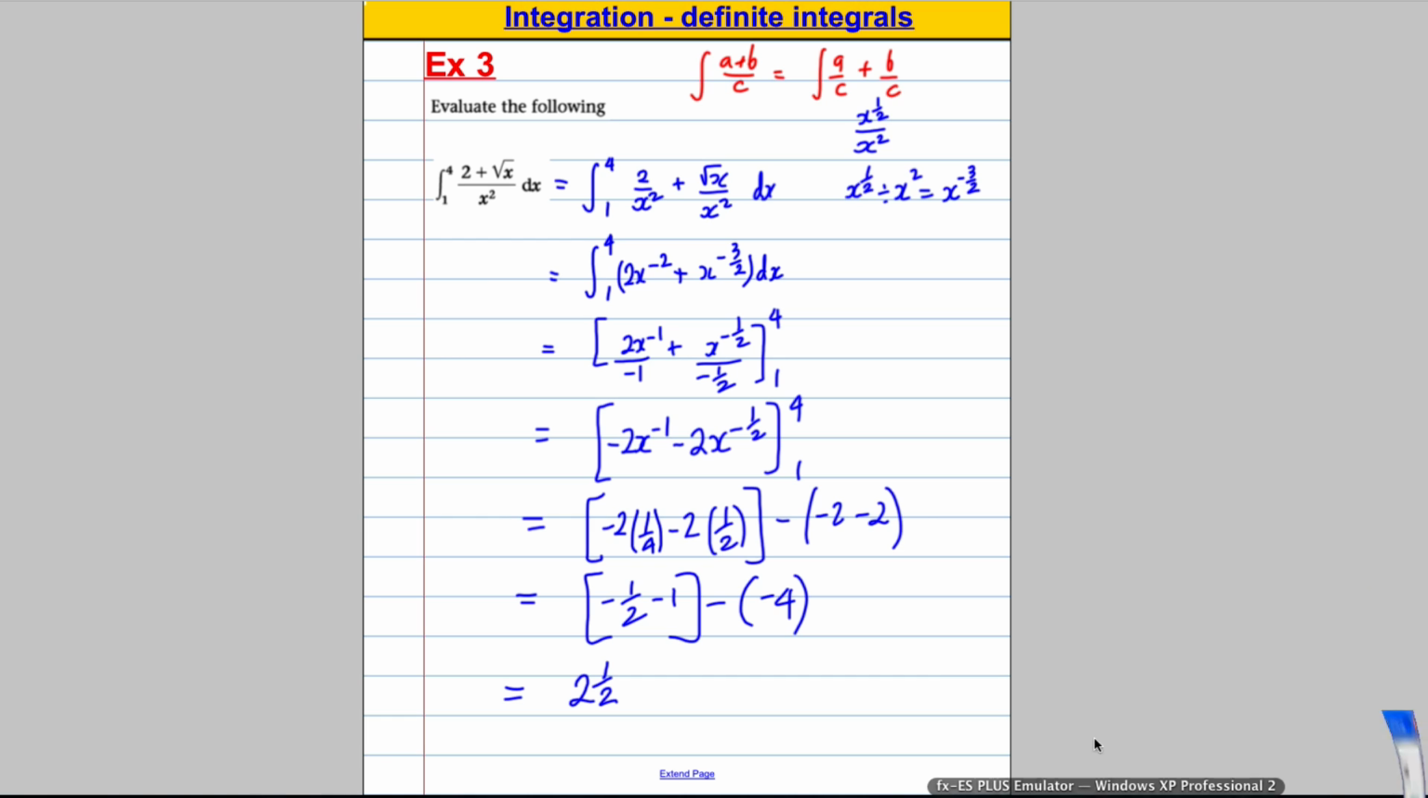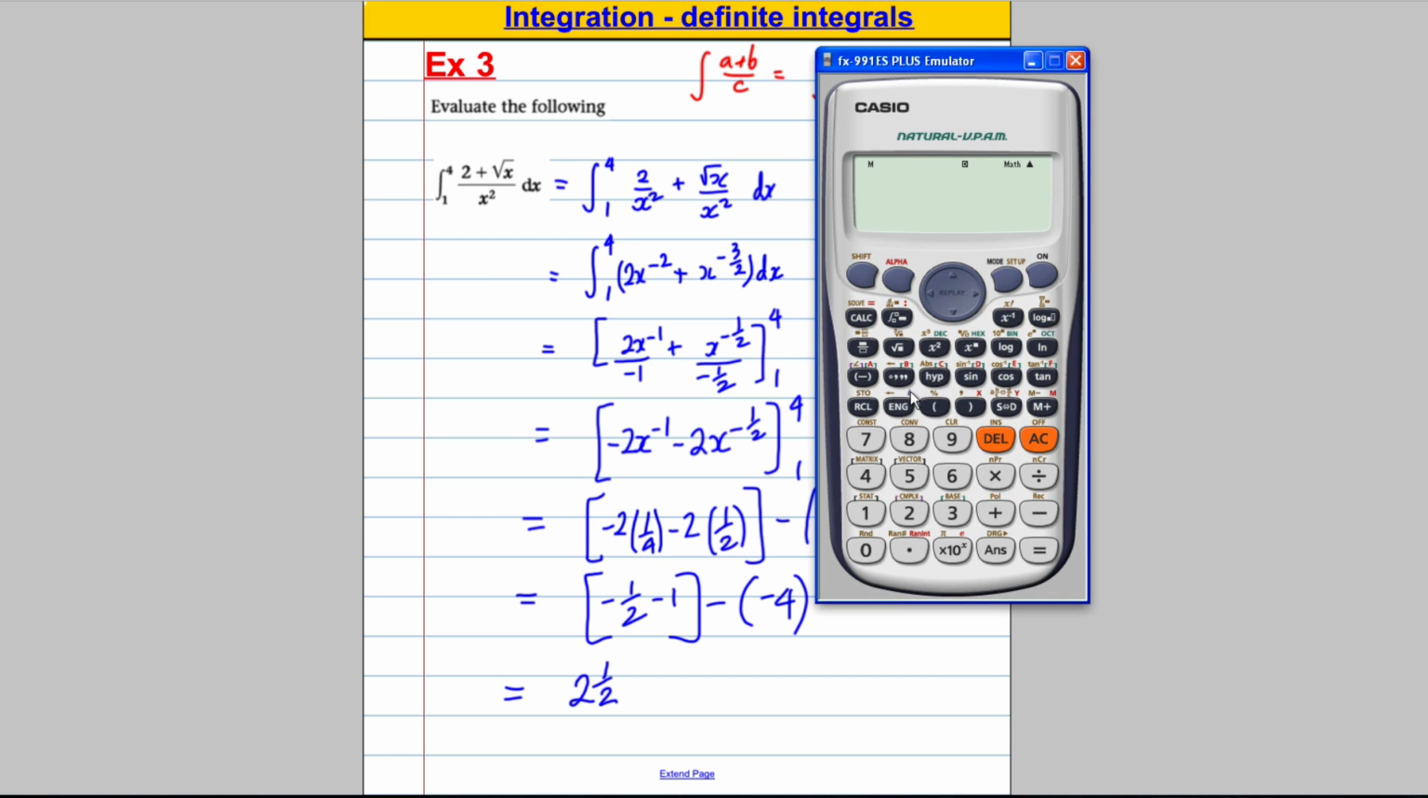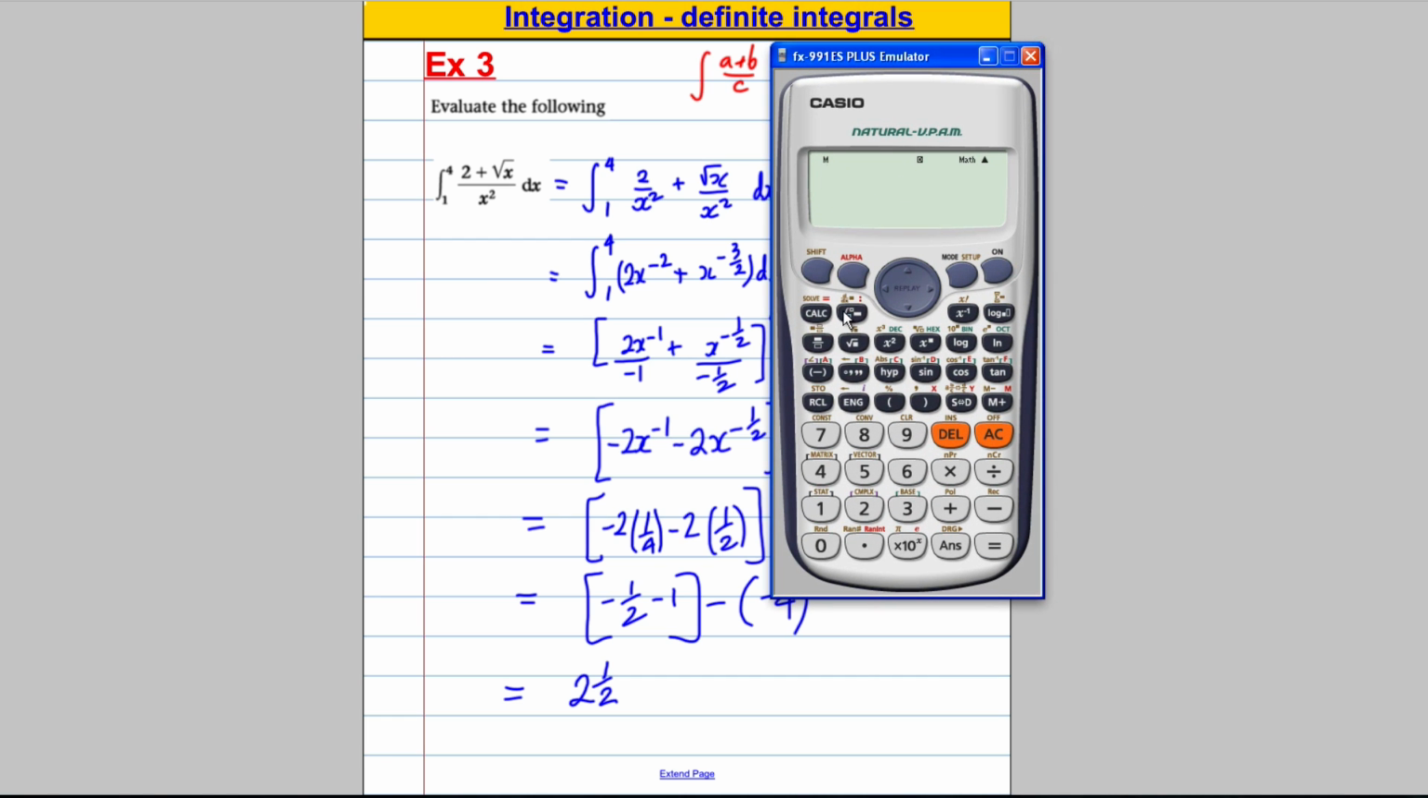Okay, so let's get the calculator out and check that that is true. So what we're going to do is integrate a fraction, 2 plus square root x over x squared, and we're going to integrate it between 1 and 4, and we get 2.5 just like we got here.